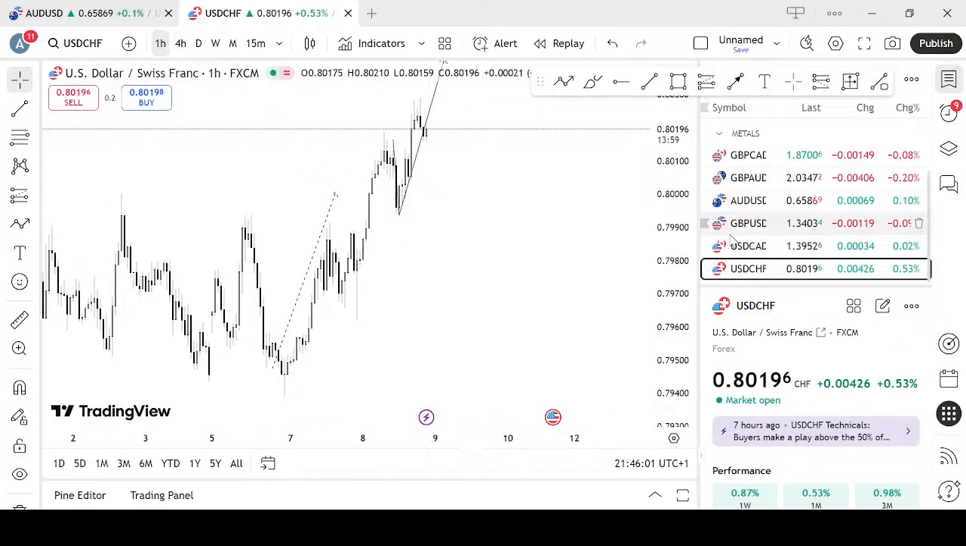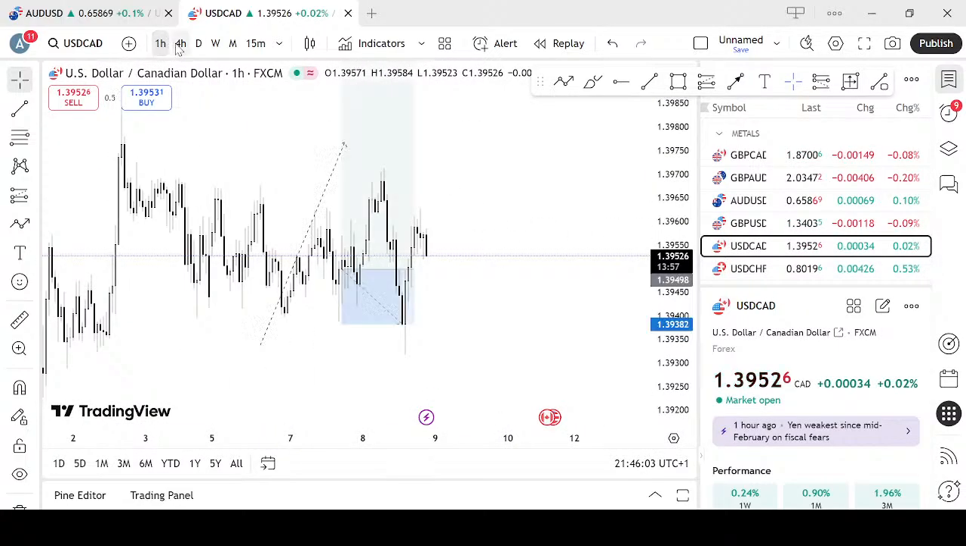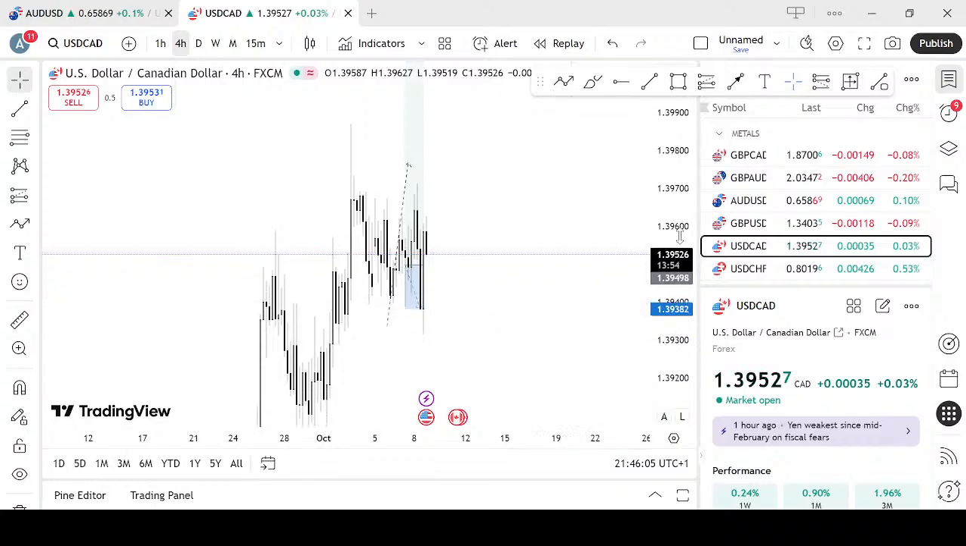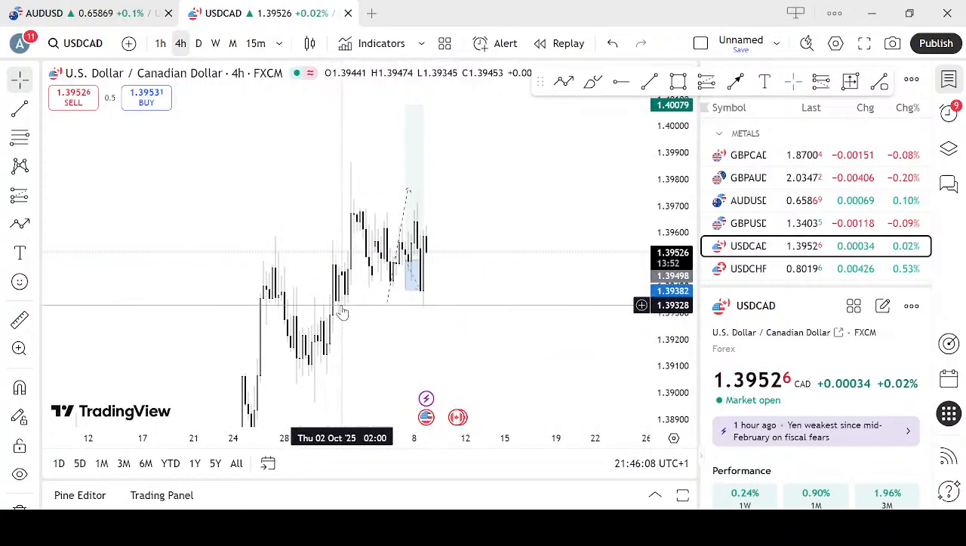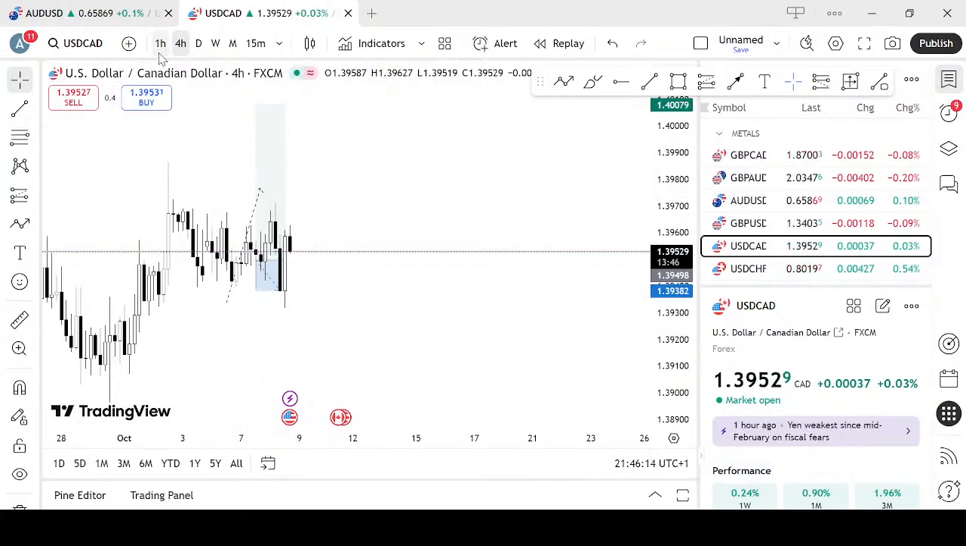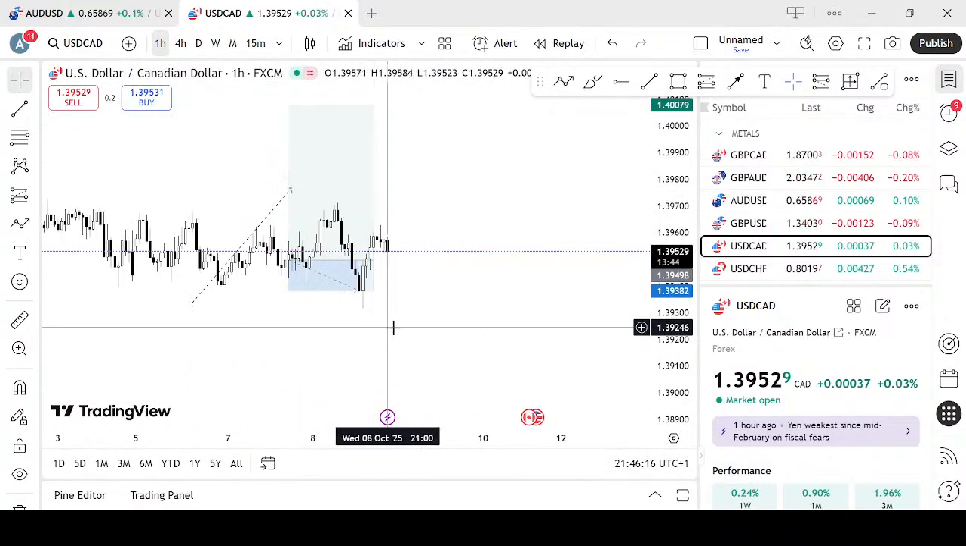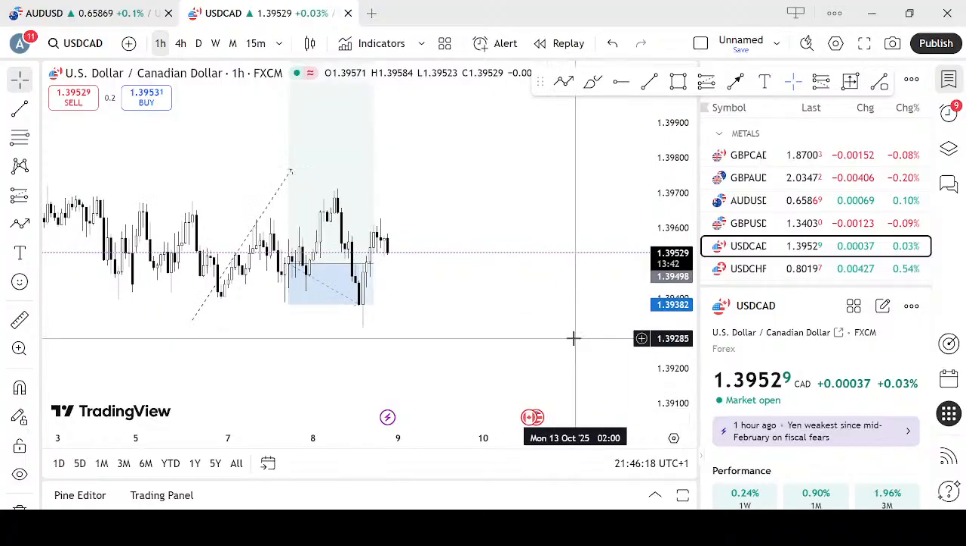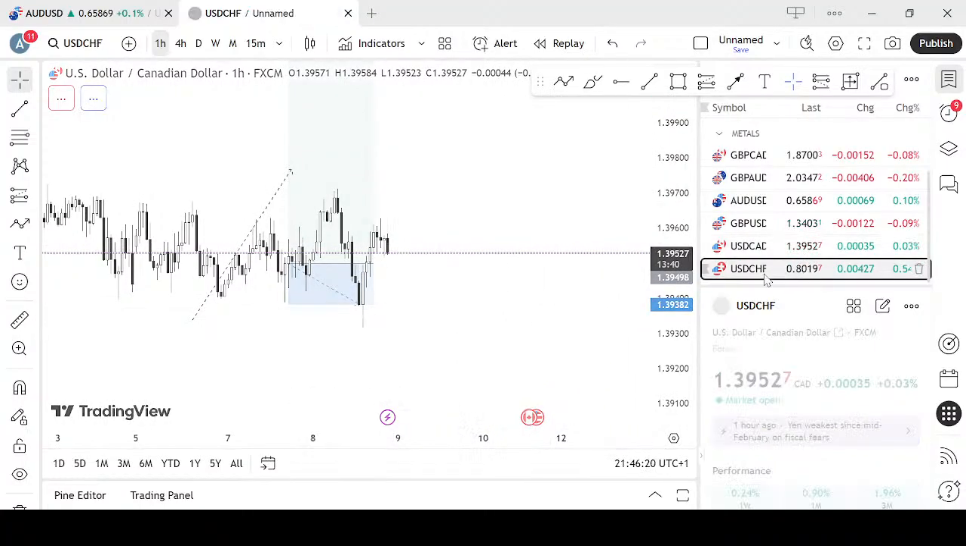Okay, but did I mention that on USD CAD on the 4 hour, price is yet to close below this low? Yeah. So if there is any bullish engulfing candle forming, it's a nice position for buys.